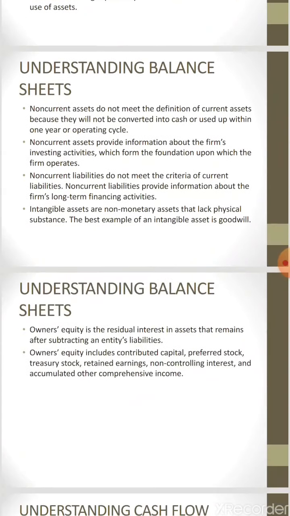And then we said the other component of the balance sheet is the owner's equity. Owner's equity is the residual interest. When we say residual interest, we mean that from our assets, we subtract our liabilities, and the residual interest that remains is the owner's equity. It usually includes contributed capital, our retained earnings, our preferred stock, and so forth.